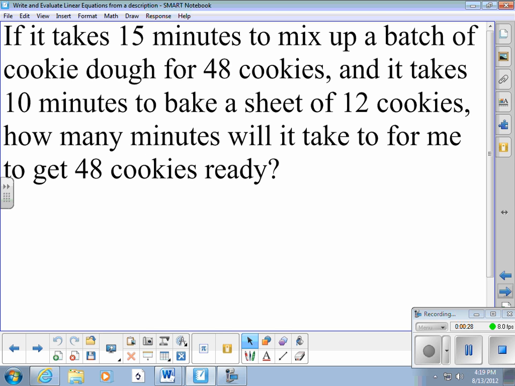Only bake one sheet of cookies at a time because otherwise you don't get the top and bottom done at the same time. So if we can only bake 12 at a time, in order for us to get 48 cookies, 48 divided by 12 is 4. So we need to bake 4 batches in the oven.